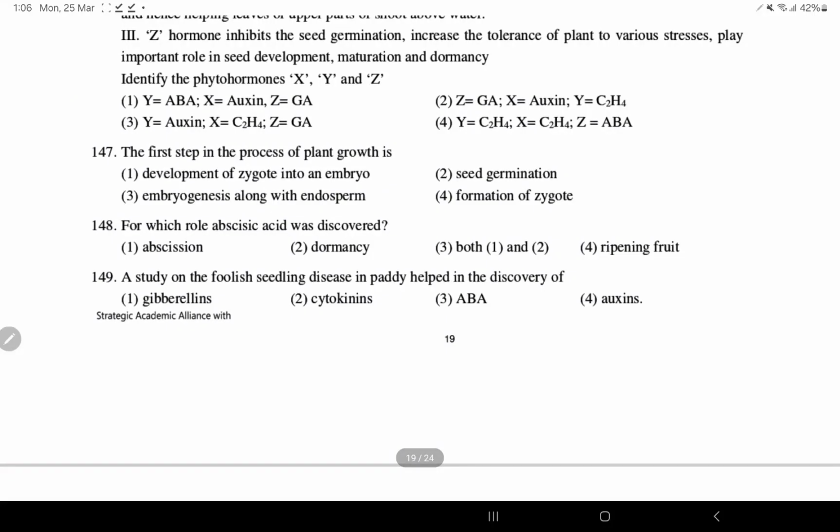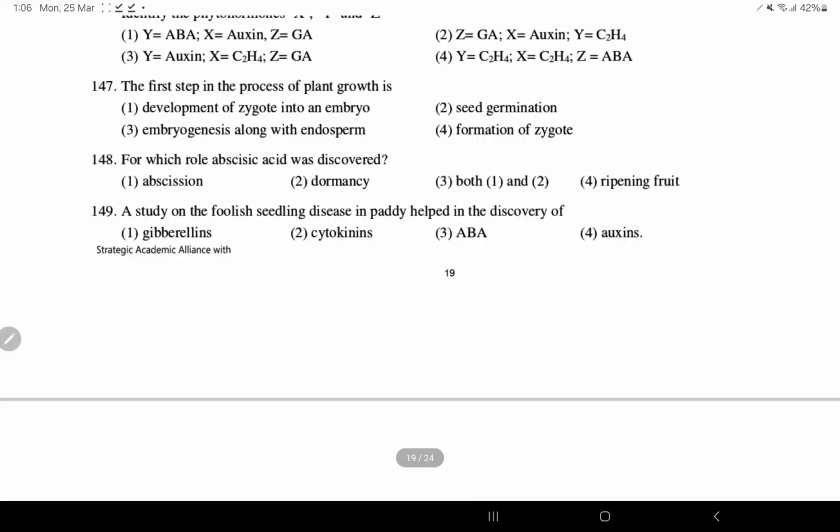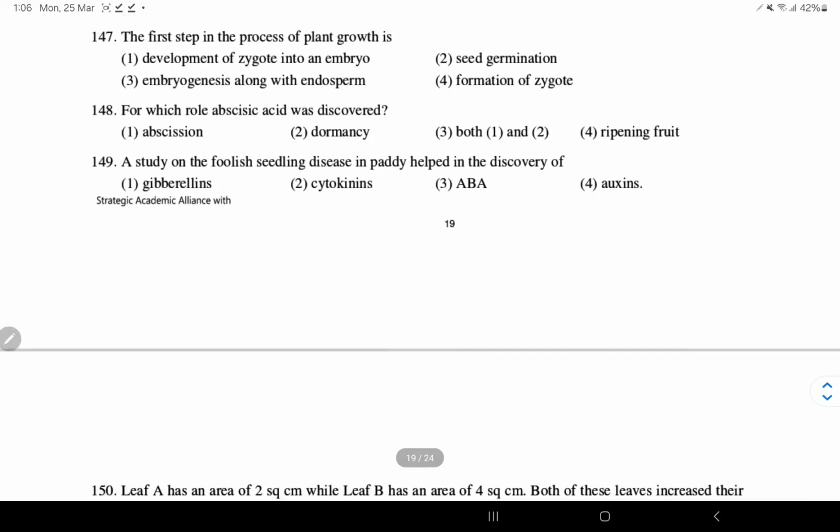The first step in the process of plant growth is seed germination. Option 2. For which role abscisic acid was discovered? For dormancy and abscission, both 1 and 2. To study the foolish seedling disease, the paddy helped in the discovery of gibberellins.